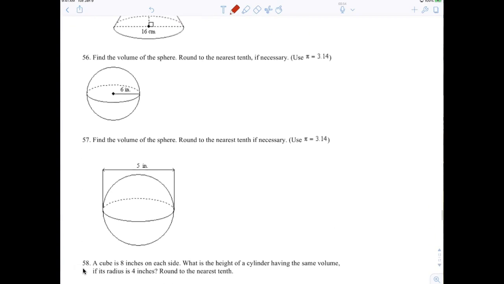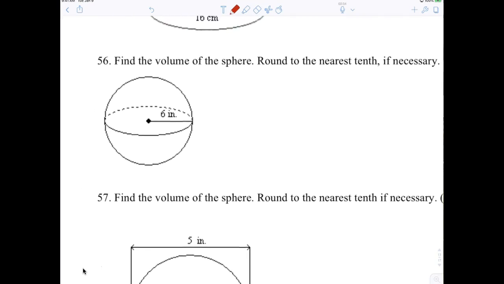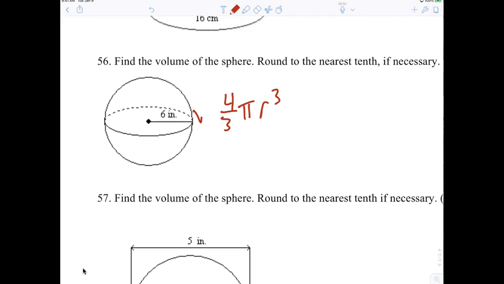Okay, now 56 was the one where we said the volume is not 3/4, it's 4/3. So on 56, volume is 4/3 pi r cubed. So now V equals 4/3 pi. What's the radius? 6 cubed. So now somebody do that for me and tell me what that is.